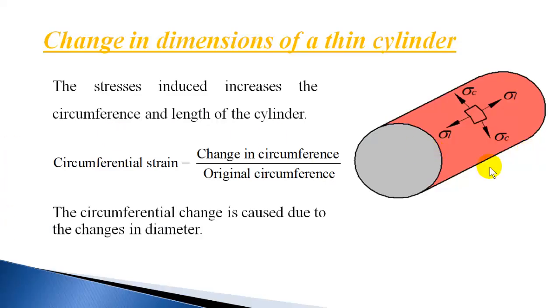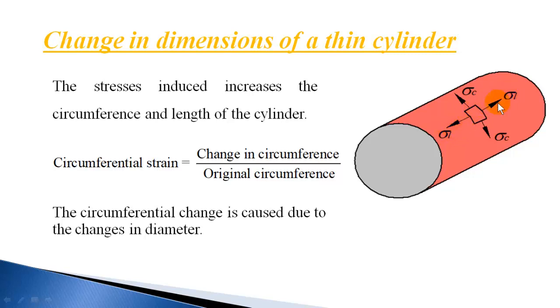In the earlier class we obtained the expressions for longitudinal stress and circumferential stress induced on a cylinder's walls. This circumferential stress, which is acting along the circumference, is inducing a stretching on the cylinder walls in the circumferential direction. This stretching will increase the circumference since it is a tensile stress that will try to increase the circumference of the cylinder. As a result of this increasing circumference, the diameter changes.